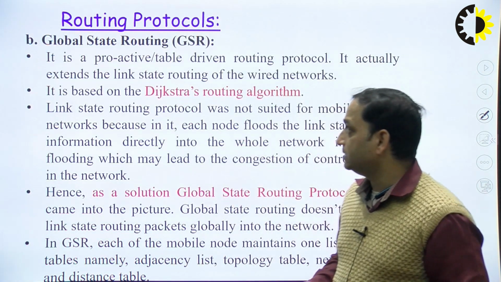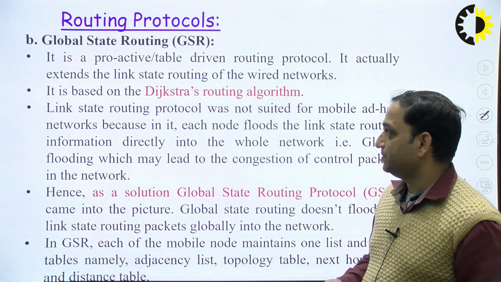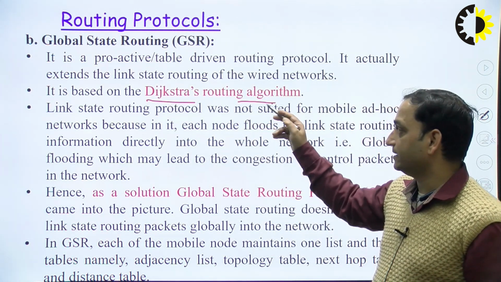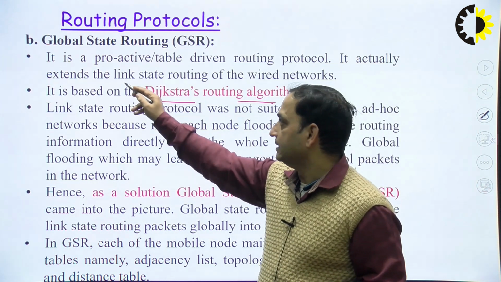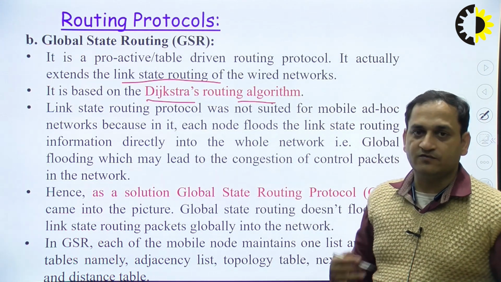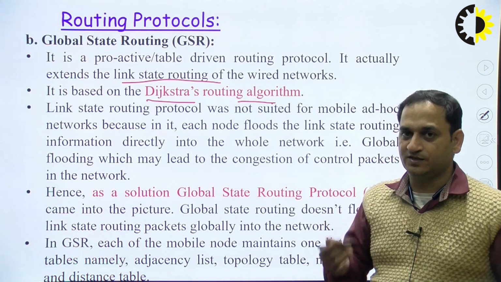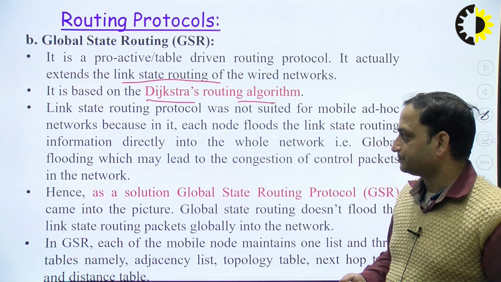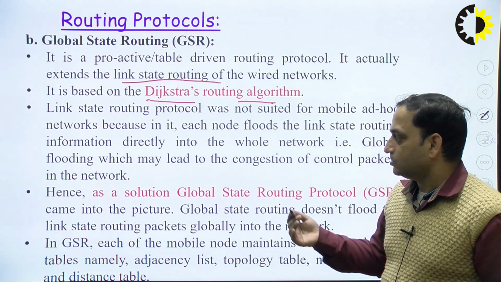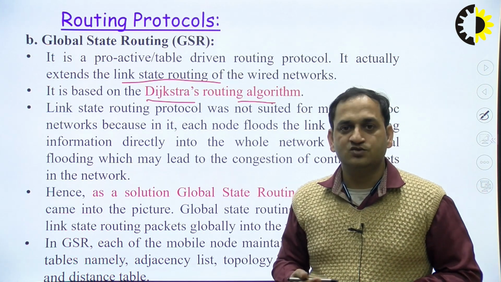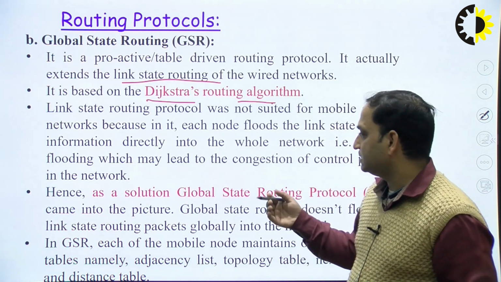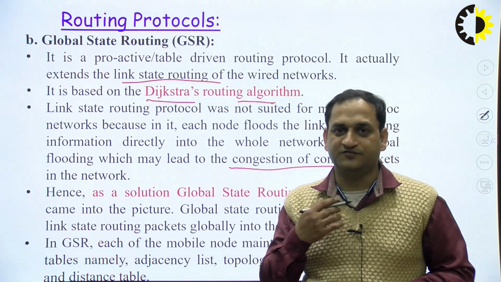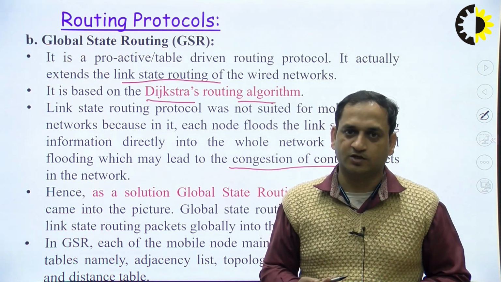Next is the global state routing protocol, which is based on Dijkstra's algorithm, and it is an advancement of the link state routing protocol, in which wired connections were there between the different nodes. If we talk about the wired connection, congestion will occur when we are broadcasting the information through the different links, in a star topology for example.